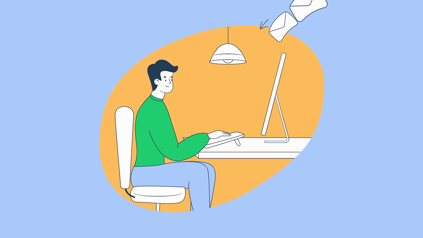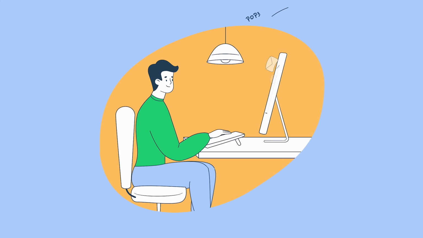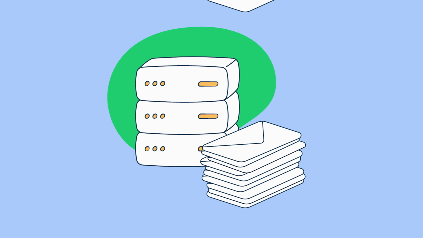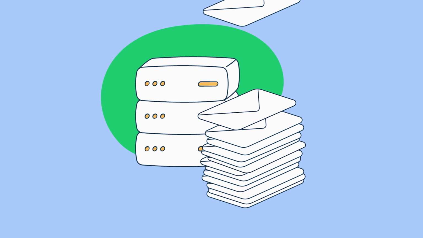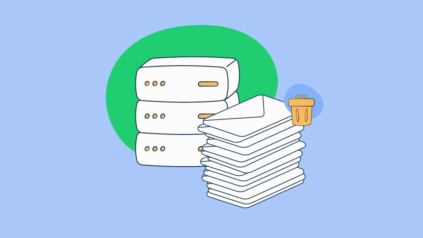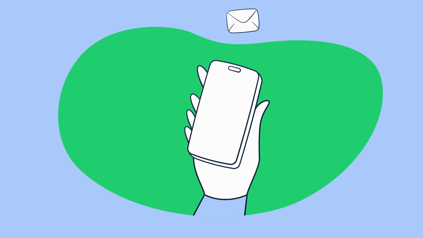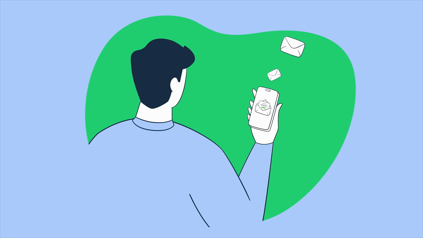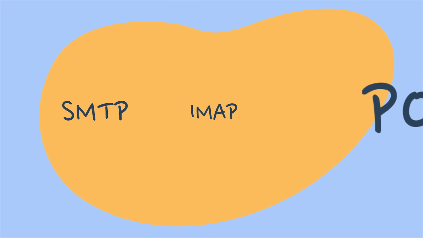Post Office Protocol version 3, or POP3 on the other hand, is a protocol designed for situations when internet access is limited. The protocol downloads all the messages from a server and then deletes them. So with POP3, instead of a server, emails are stored locally, and users can access them from only one device at a time. So which of the mentioned protocols should you use?